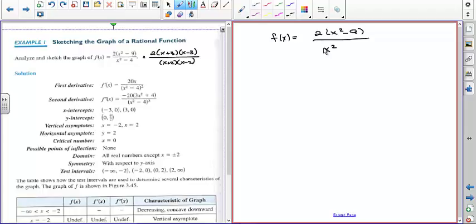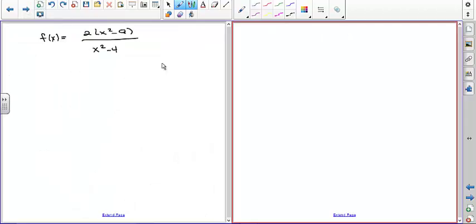So this is a different kind of function, but it demonstrates the procedure. So we'll hide that, come back and check it out. Okay, so we have a rational function.